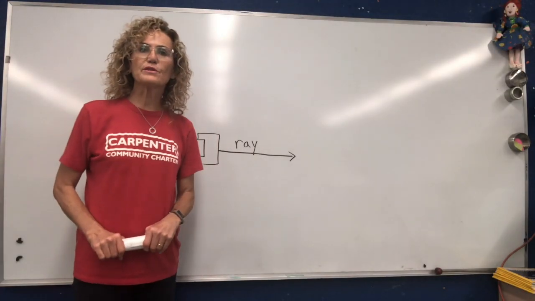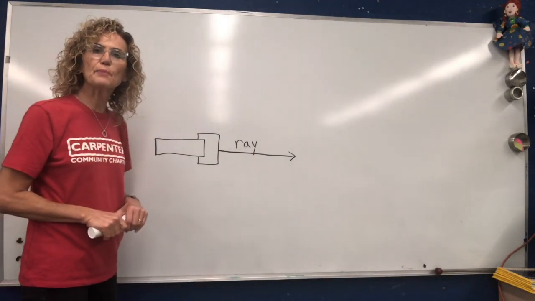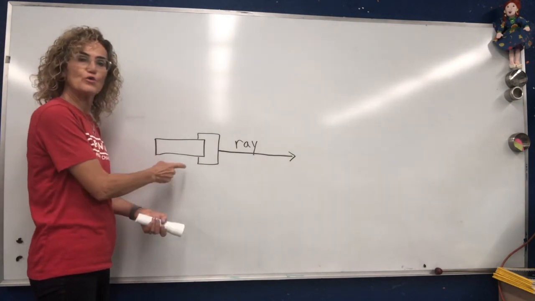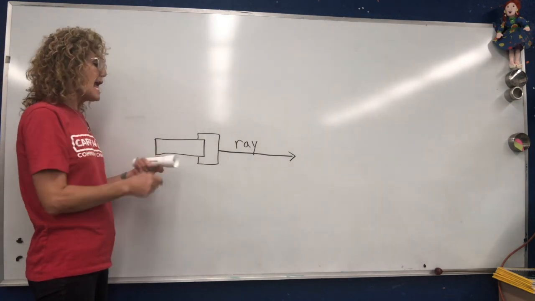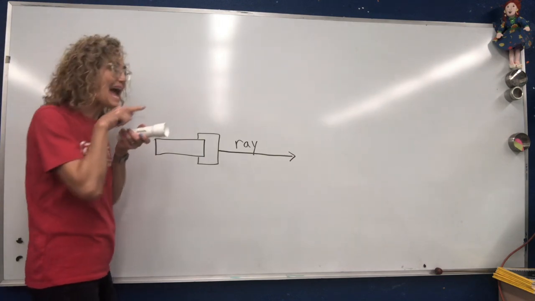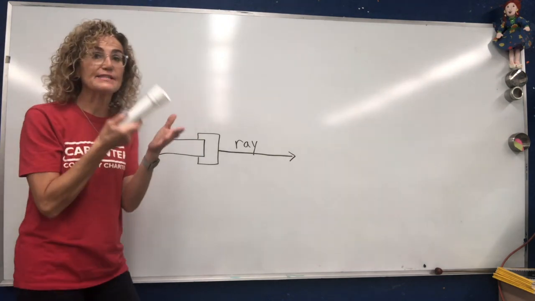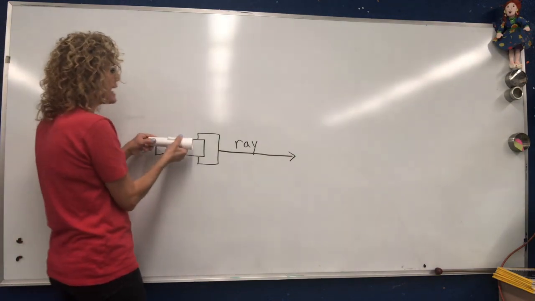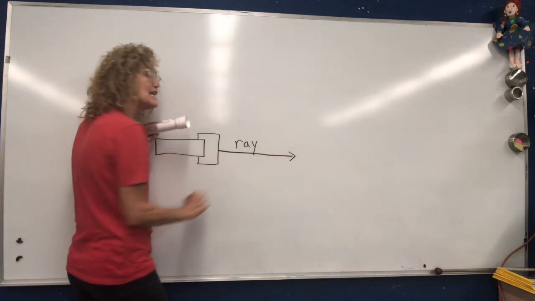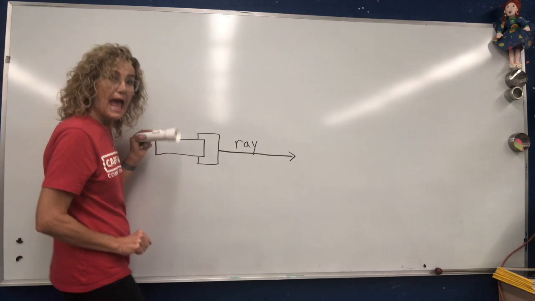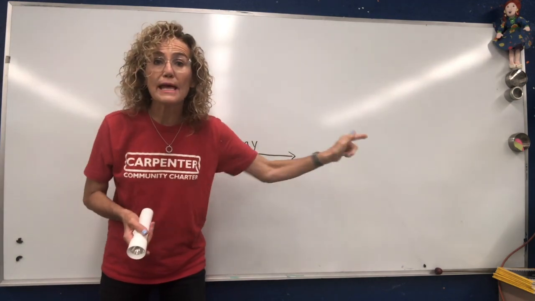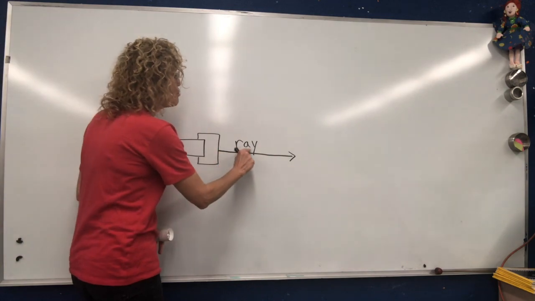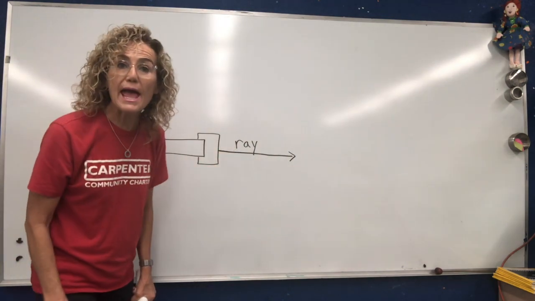Okay, first graders, I want to show you something important about light. So here's my flashlight. I drew a picture of my flashlight. And the light comes out of the flashlight. This flashlight is a source of light. So the light comes out of the flashlight in a straight line. And it travels in a straight line. And we call that straight line a ray of light.